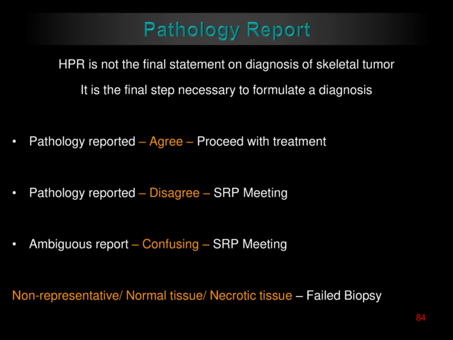Sometimes you get an ambiguous report where you are not sure whether it specifies any pathology, or there are multiple possibilities that are reported. In that case, don't jump to the decision of treatment. You should again have a discussion with your pathologist and radiologist. If the report says that the sample is non-representative or it reports normal tissue or necrotic tissue, you should assume that the biopsy procedure has failed and you may have to repeat the procedure.